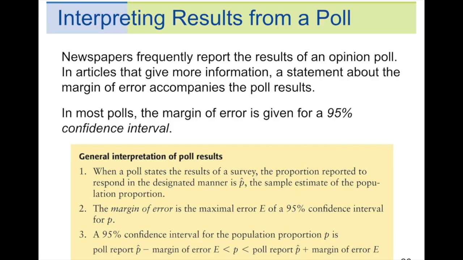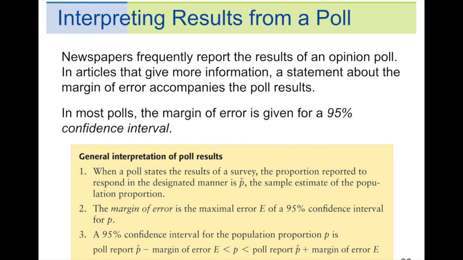So this is what I was talking about earlier. This you'll see more than anything else. It's when you see a poll, this is kind of what you're looking at and what you can think about. Newspapers frequently report the results of an opinion poll. In articles that give more information, a statement about the margin of error accompanies the poll results. In most polls, the margin of error is given for a 95% confidence interval. And I looked at a whole bunch and they don't specifically state it, so I think it's just the way they usually do things as a 95% confidence interval.